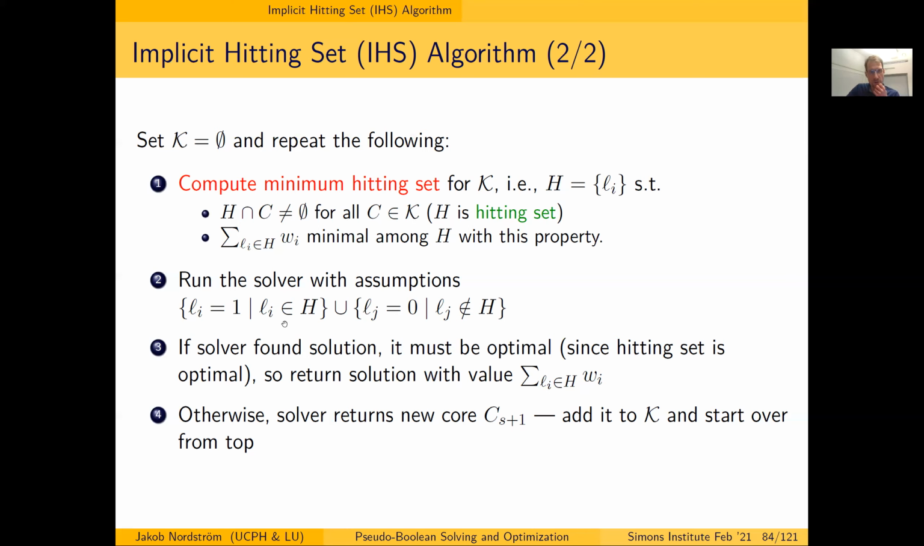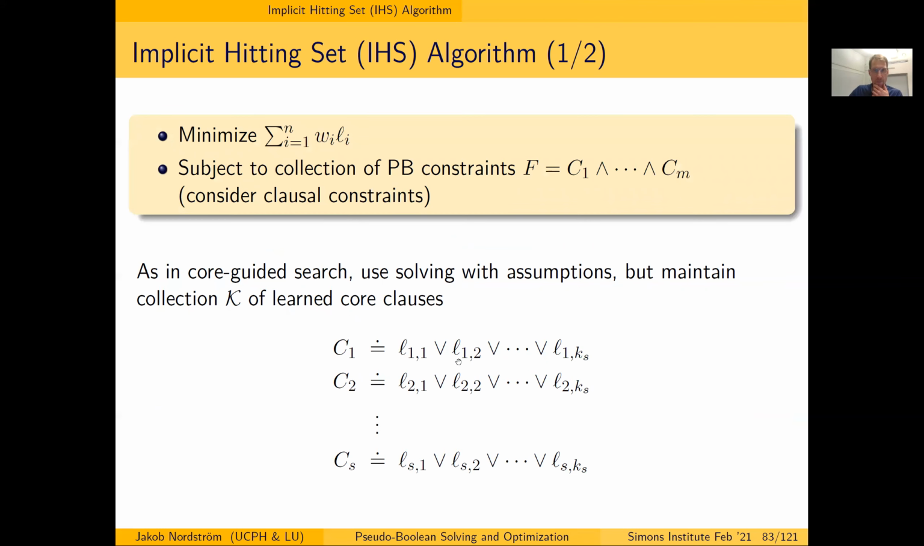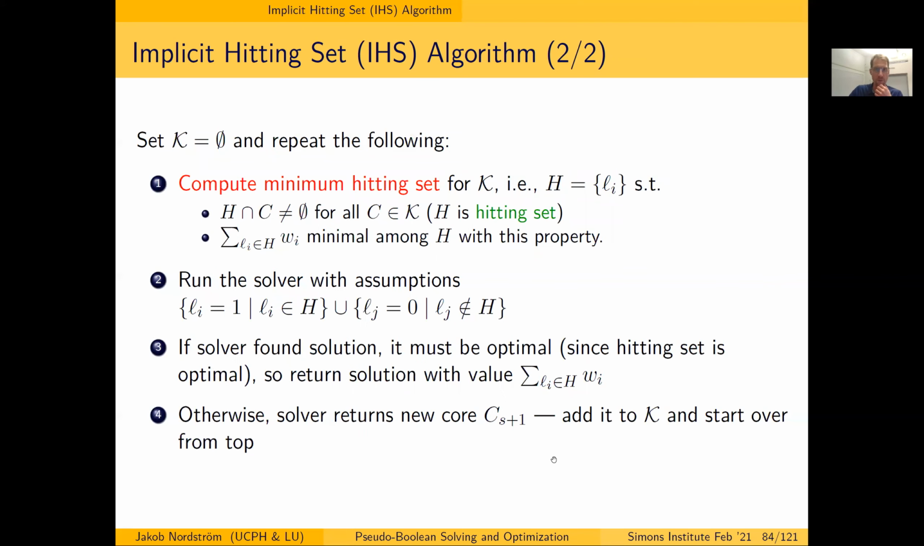Now, if the solver run with this assumption finds a solution, it must be an optimal solution, because we know that we have to pick one literal from all of these clauses, and the minimum hitting set is doing this in the most economical way possible. So therefore, if the solver finds a solution with the minimum weight hitting set, then this solution is optimal and we can return this value. Otherwise, if the solver does not find a solution, it returns a new core, which we add to K, and then we start over again, compute a new hitting set, and do another round of this iteration.